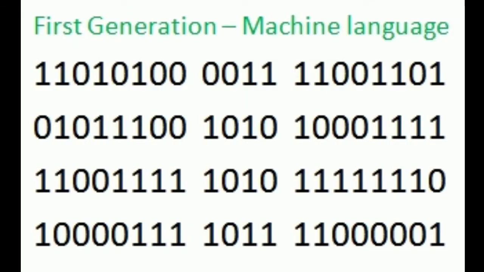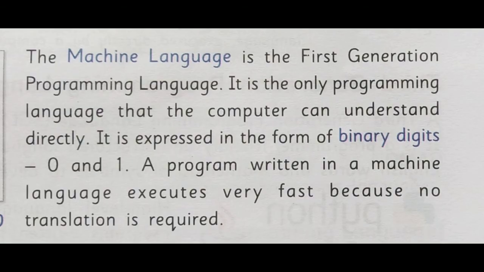So the first one is first generation or machine language. The machine language is the first generation programming language. It is the only programming language that the computer can understand directly. It is expressed in the form of binary digits, 0 and 1. A program written in a machine language executes very fast because no translation is required.